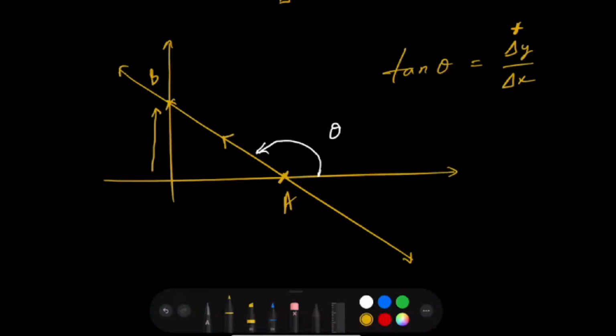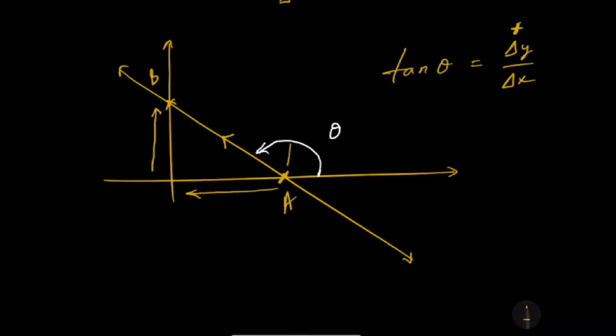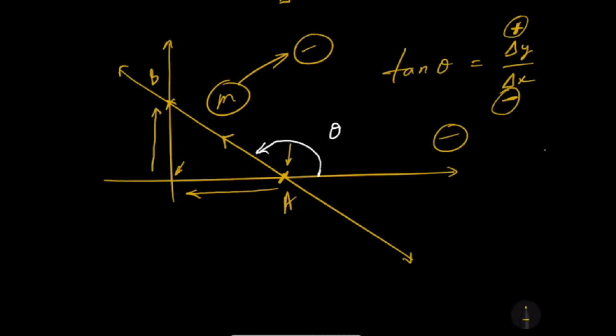But when you are going from A to B, the change in x is negative, because you are starting at some positive point and you are ending up at 0. So change in x is negative. So what is positive by negative? Positive by negative is negative. So the slope of this line is negative.